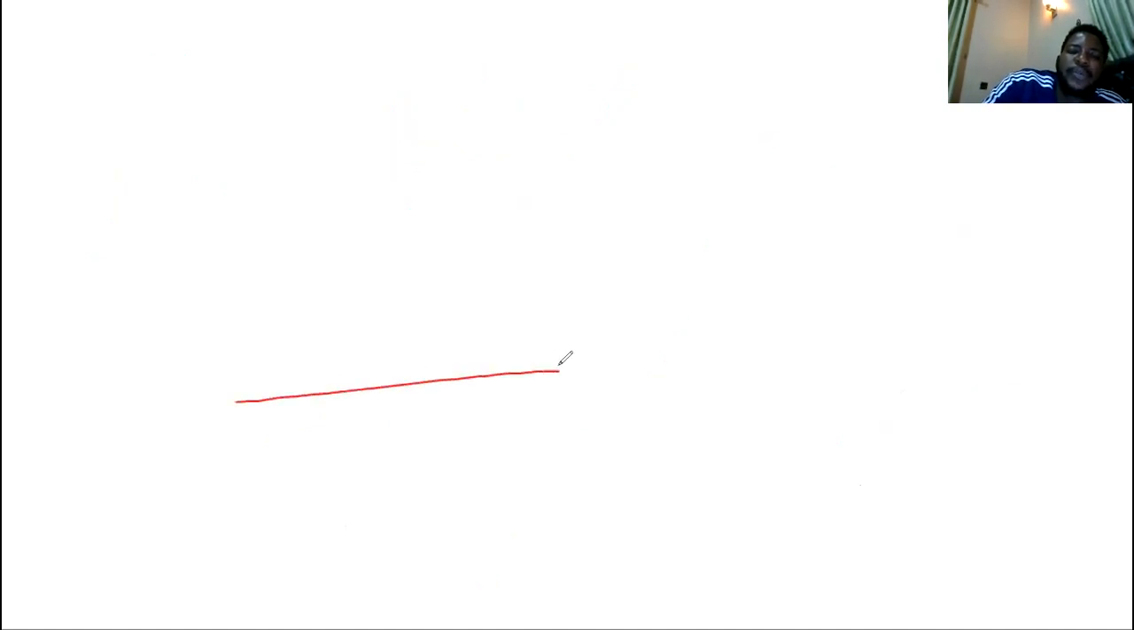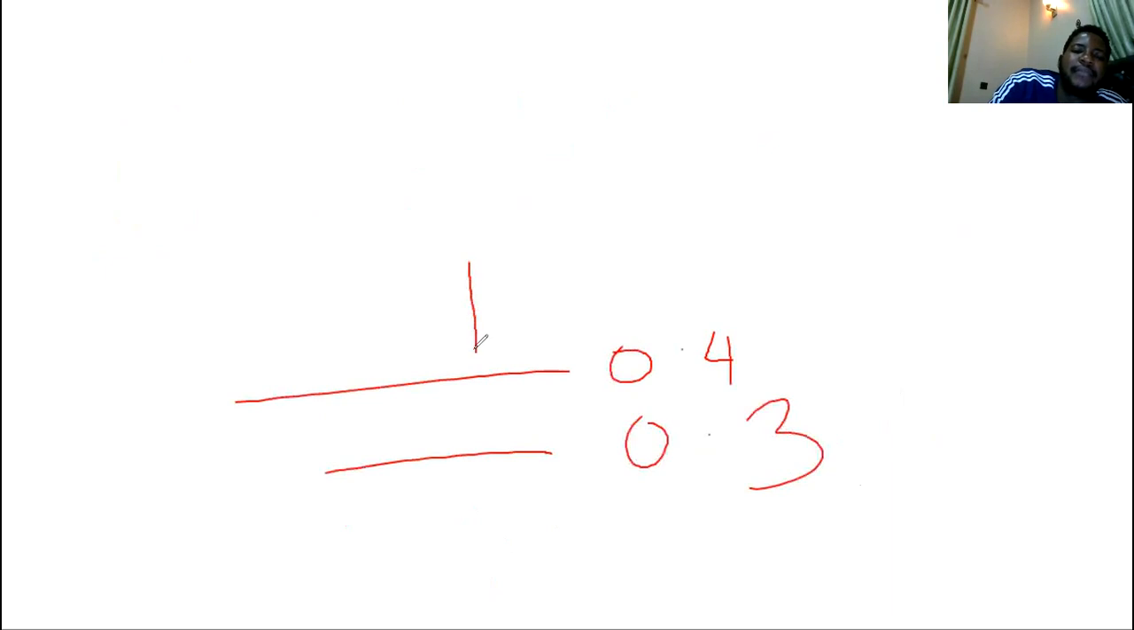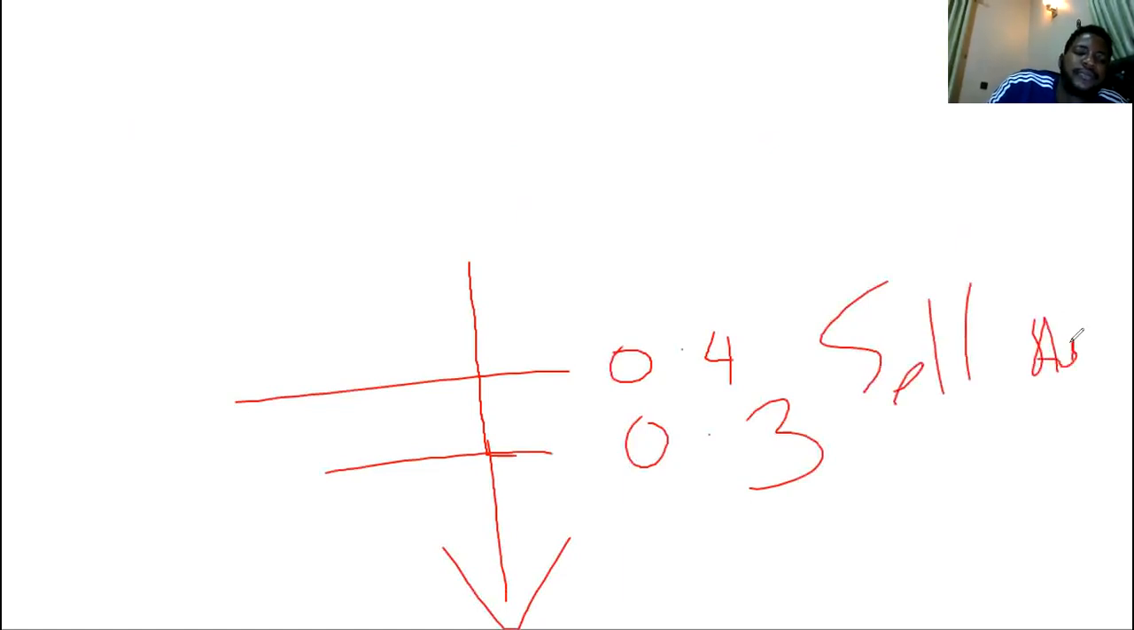Same thing as sell stop. The market is at 0.4 and you have your sell stop at 0.3. What that is saying is that immediately the market is selling down, immediately it hits my sell stop at 0.3, let it keep selling down. So that is what? Sell stop.